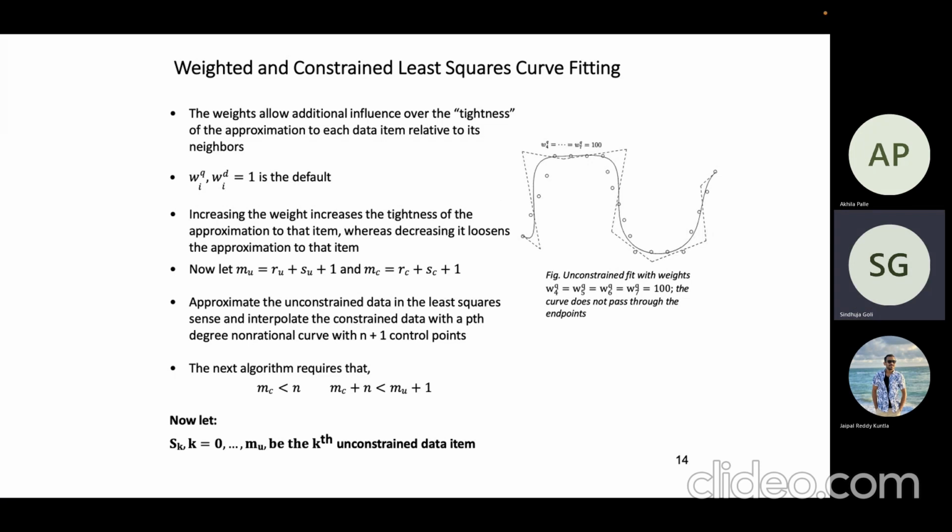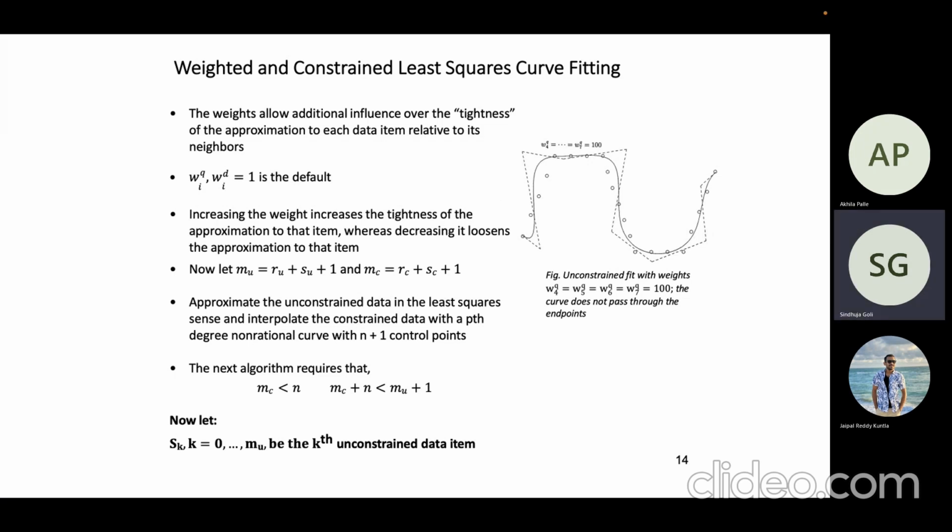Approximate the unconstrained data in the least squares sense and interpolate the constrained data with the pth degree non-rational curve with n plus 1 control points. The next algorithm requires that mc is less than n, and mc plus n is less than mu plus 1. Now let s_k, where k is equal to 0 to mu, be the kth unconstrained data item.